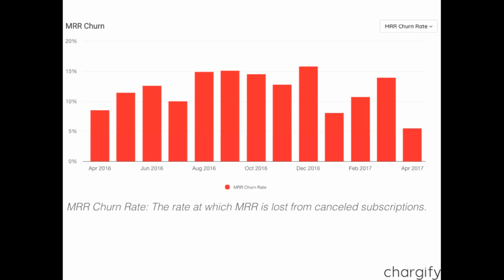So this one is our churn rate, and this is the rate at which the MRR is lost from canceled subscriptions. And the way we calculate this is the churn MRR divided by the start of period MRR.